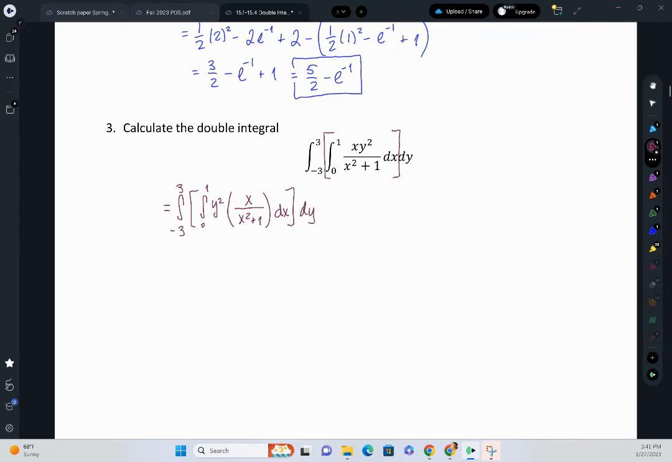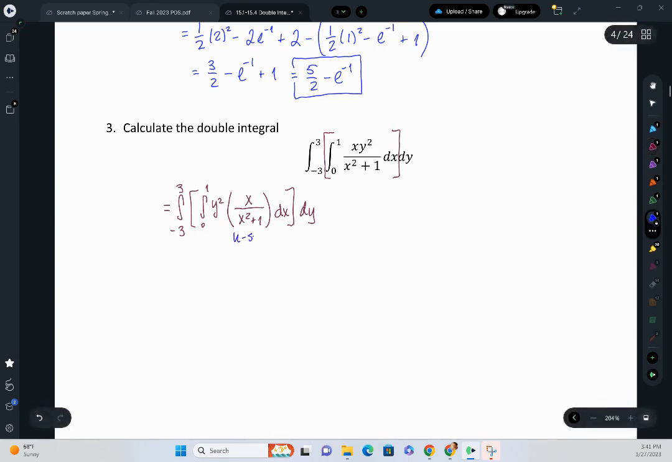The reason I did that is because y squared is a constant. We are integrating with respect to x. So anything that's a y is a constant. And this is a constant multiplier. It's like a 7, right? So I can just pull it out in front and kind of ignore it. I'm not getting rid of it. I'm just ignoring it for a moment so I can focus my eyes on integrating x over x squared plus 1.